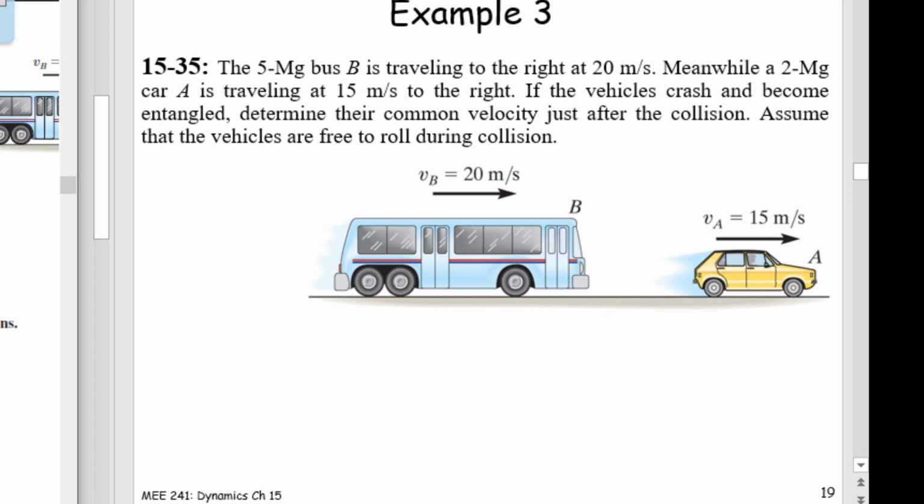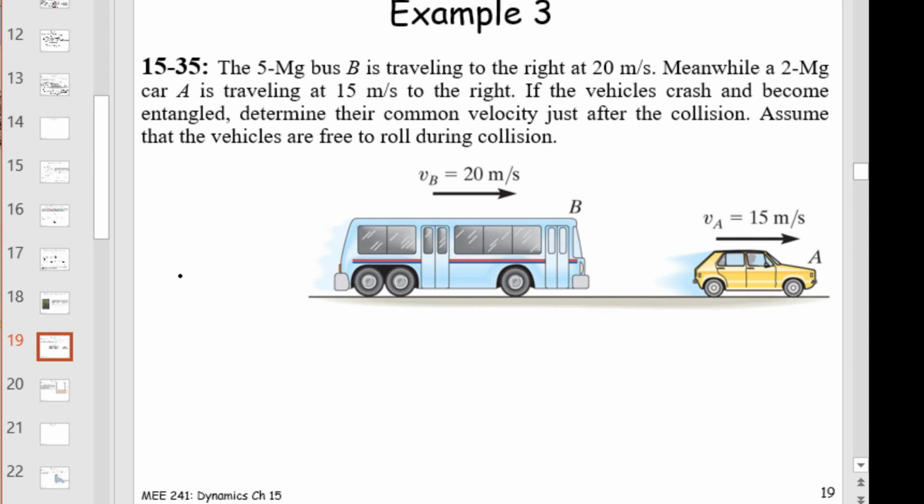I need to determine their common velocity just after the collision, and take a look, guys, at the sentence. It's a very important sentence. Assume that these two vehicles are free to roll during collision. So during collision, guys, they are free to roll, which means there are no forces, which means the impulse is equal to 0, right? So that's why I'm gonna say that the momentum just before collision plus the linear impulse that is equal to 0 should be equal to the momentum after collision.